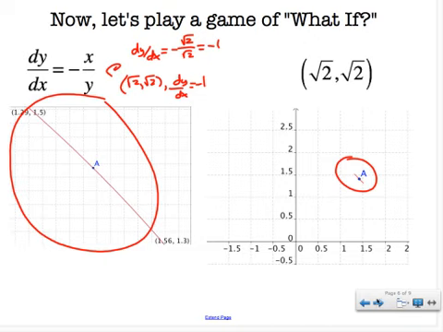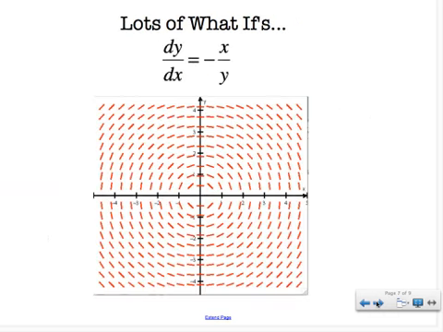And when you combine a lot of somethings, you start to get a pretty descriptive picture of what's actually going on. So here I plotted a lot of what ifs.